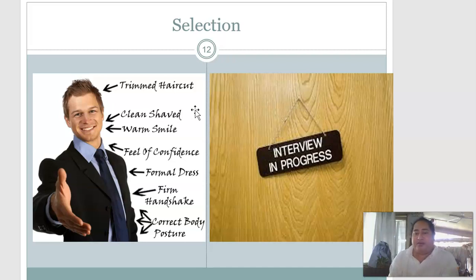In countries like Japan, you shouldn't have visible tattoos. And in hospitality, this is very important: the warm smile, your demeanor, your first impressions are very important, especially when you go into the interview room. And confidence is also very good, but not being overconfident. Okay, so if you have a firm handshake and very good deportment or body posture.